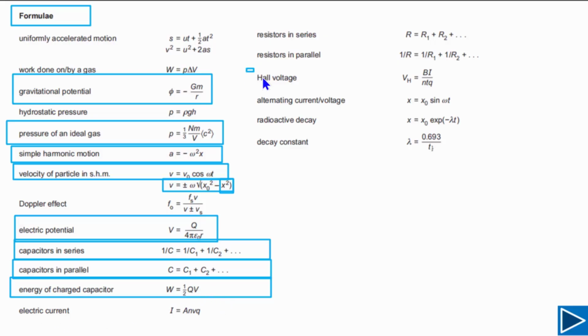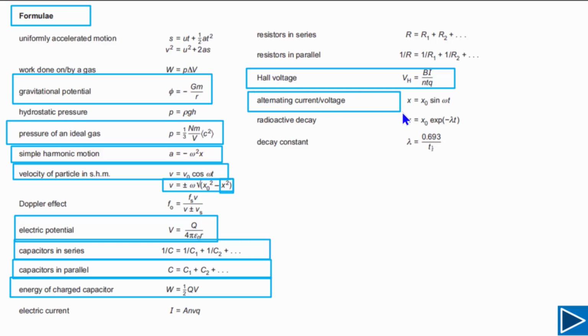And next one is about Hall voltage. Very important one. Most of the time, if there is any question about Hall voltage, they will even ask you what is n, what is t, and what is Q. So you need to understand what is t, what is n.